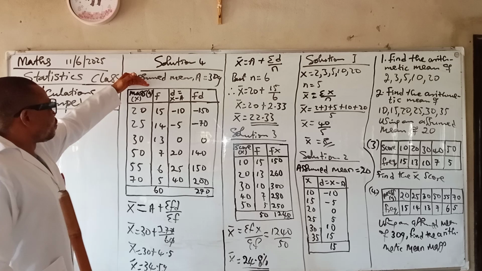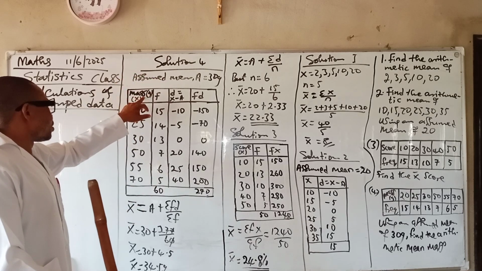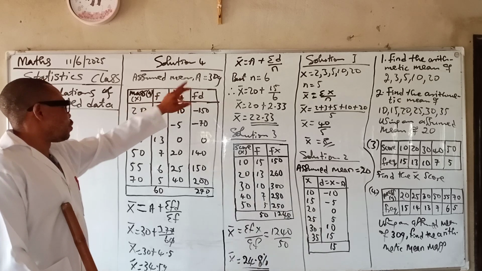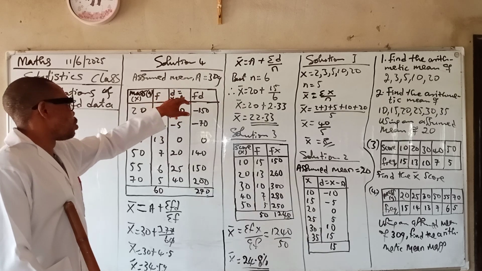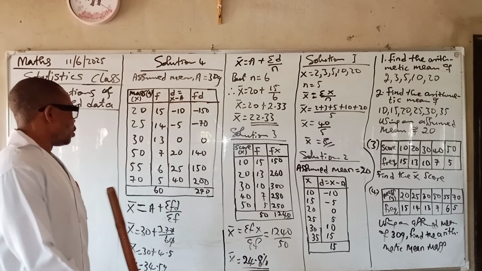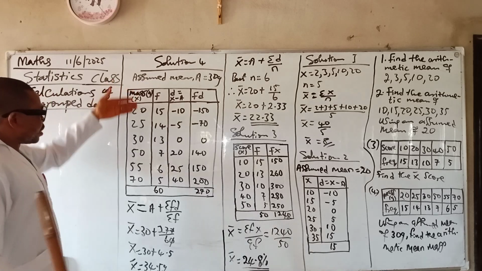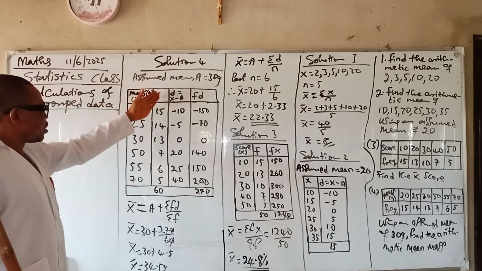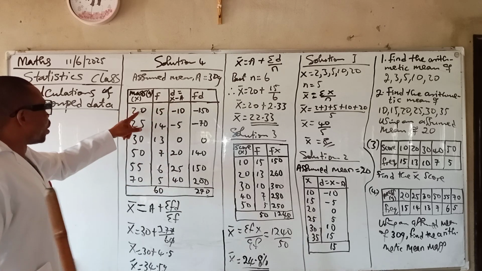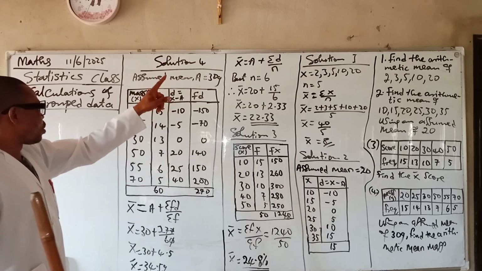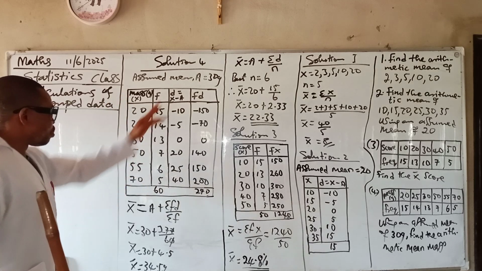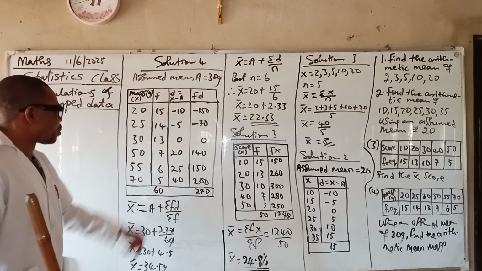Then the table we have 4 columns. The first one is mass representing X. Second one is frequency. Third one is D, the deviation from assumed mean, which is calculated using X minus A, assumed mean. Then we now have the fourth column, which is FD. Good. Then this is the value of the mass. These are the values of frequency. Now to get this, we have 20 minus 30, 25 minus 30. Just by subtracting, we say these values minus 30, the assumed mean, will now give us this.